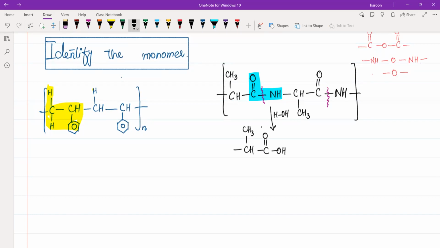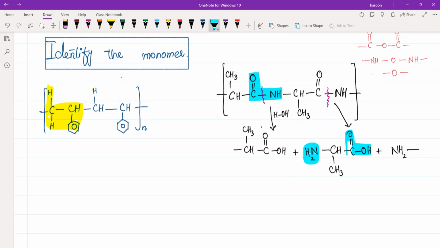and we have NH2, CH, CH3, C double bond O, and OH from this side as well, plus this NH2, making a whole compound. So this is known as amino acid. This is the amine group, and this one is an acid group.